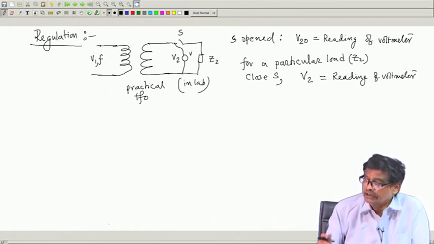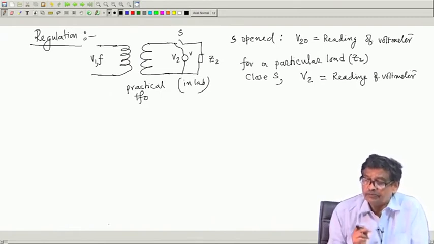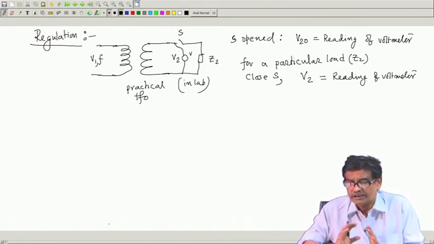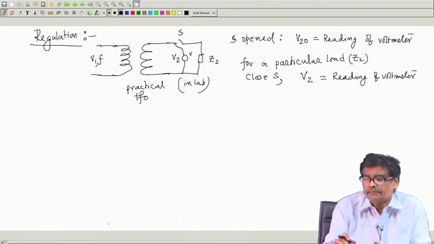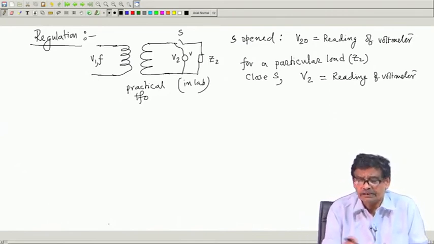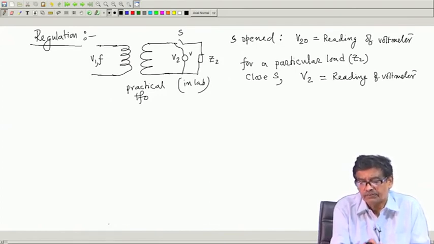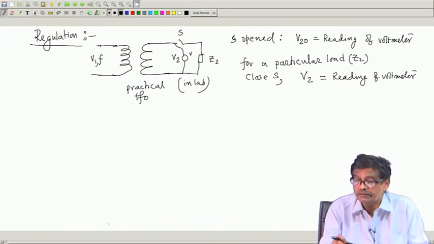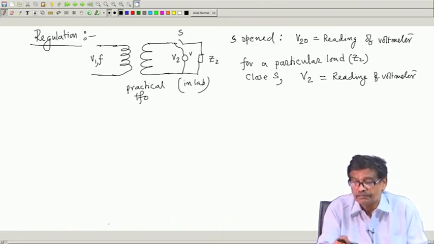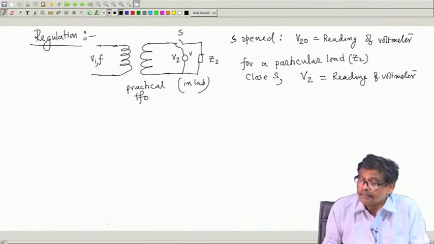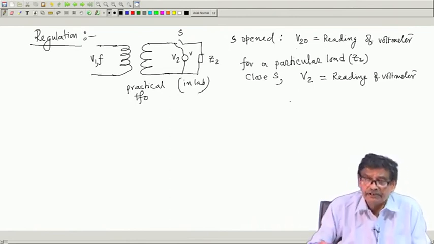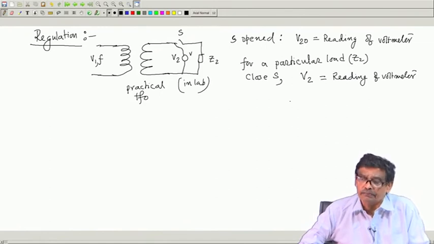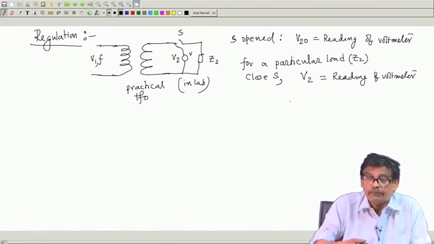What do you think? Will there be a difference in the readings of the voltmeter? Because I have not done any mathematics to get some expression for regulation, nothing I have done. I have connected a load in the laboratory, applied a fixed voltage, rated voltage at rated frequency. With S opened, I have noted this voltmeter reading, and with S closed, the same voltmeter reading with load connected. And will there be a difference? It is expected to be, because it is a practical transformer.